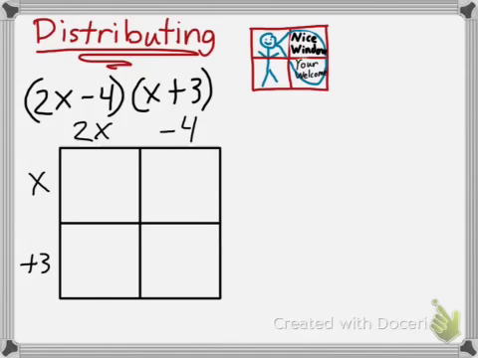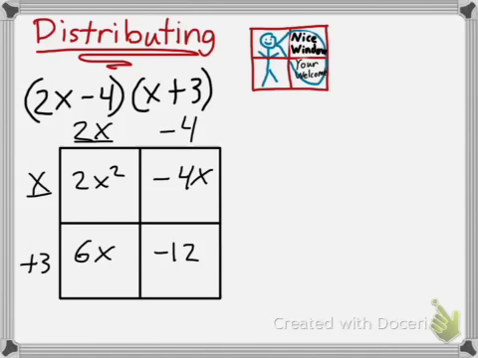So x times 2x gives me 2x squared. x times negative 4 is negative 4x. 2x times 3 is 6x. And negative 4 times positive 3 is negative 12.